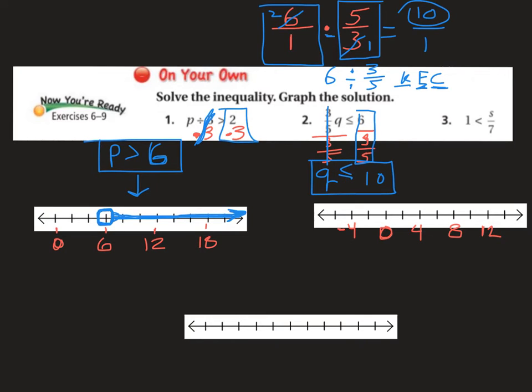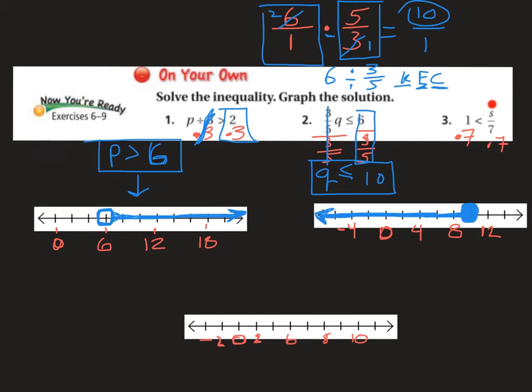So we want to go to our 10. We're going to put a circle around it. And it's less than or equal to, so we're going to actually include 10 in this. So we're going to do a closed circle on our 10 here. And we're doing less than, so we're going to draw our arrow going this way. All right, so this is how we graph the solution to this inequality. All right, and let's go on to number 3 here.